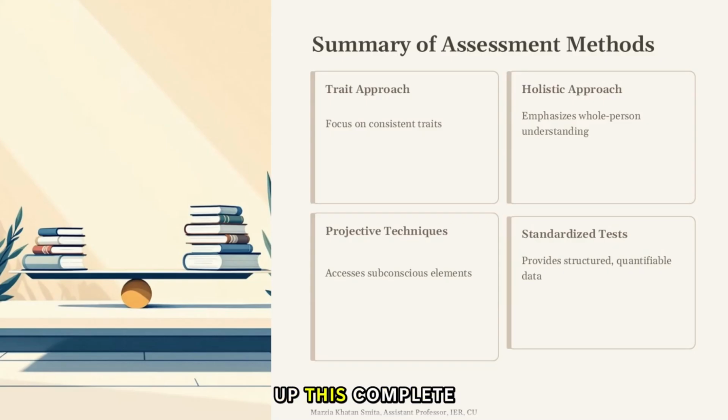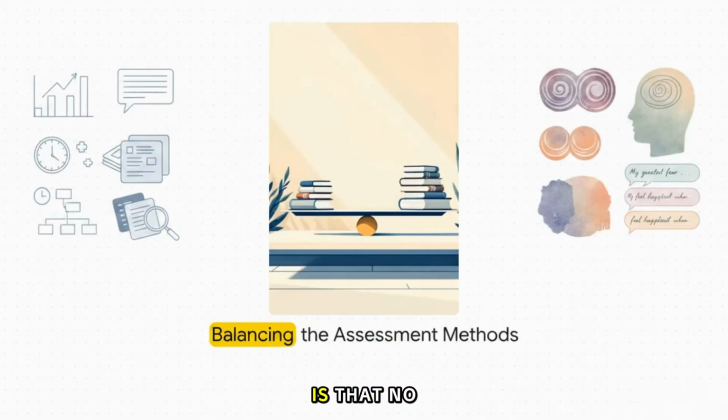So let's open up this complete toolkit and look at it all together. We can clearly see how each method serves a distinct, totally necessary purpose. The trait approach zeroes in on our consistent habits and traits. The holistic approach steps back and gives us the whole person life story. Projective techniques act as a sort of deep-sea submarine down to our subconscious elements. And those standardized tests, they provide the hard, quantifiable data we absolutely need for baseline comparisons. What this brilliantly illustrates is that no single method is perfect on its own. Actually, scratch that. No single method is even close to perfect on its own.